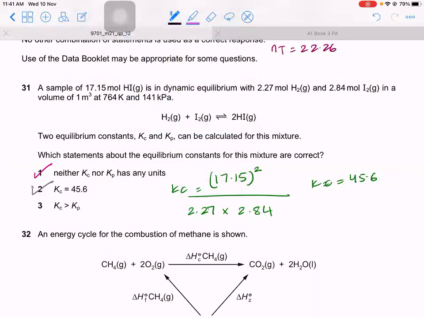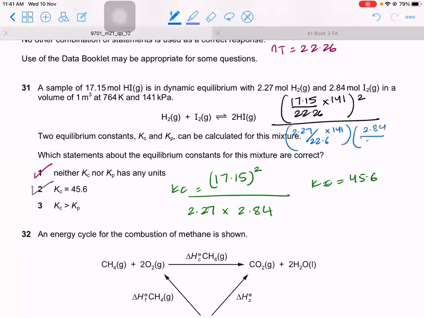Now let's get the mole fraction. The mole fraction for HI would be the moles of HI, which are how much? 17.15 upon the total times the total pressure. I can just take it in kilopascals, it doesn't matter, right? So that squared upon, let's get the mole fraction of I2 and H2. H2 would be 2.27 divided by 22.26 times 141. And what would be I2? It would be 2.84 divided by 22.26 times 141.